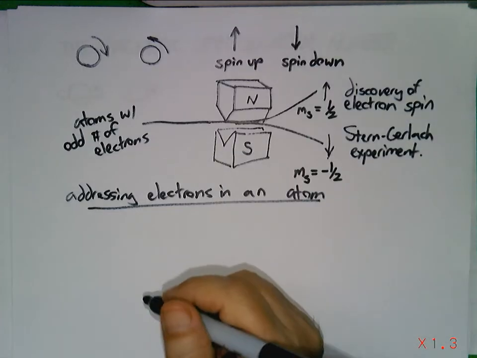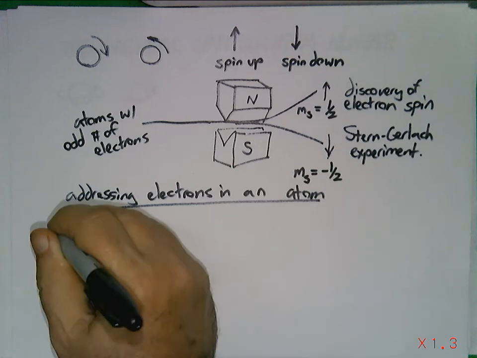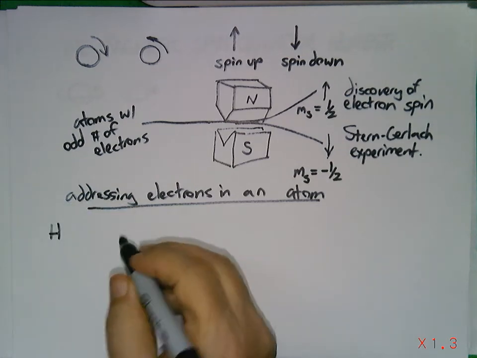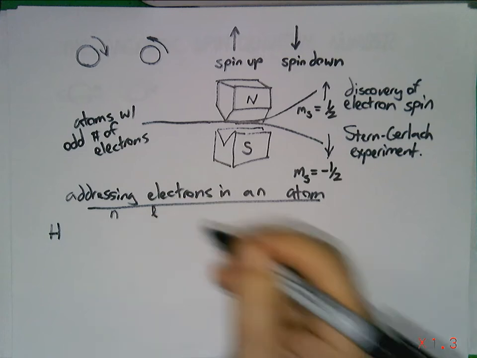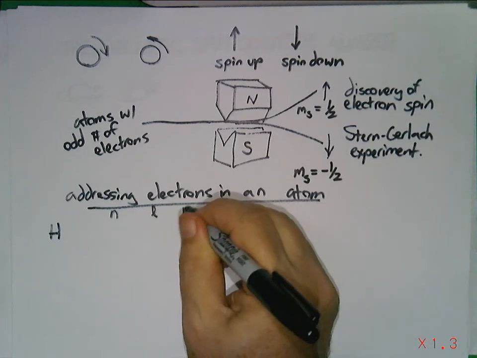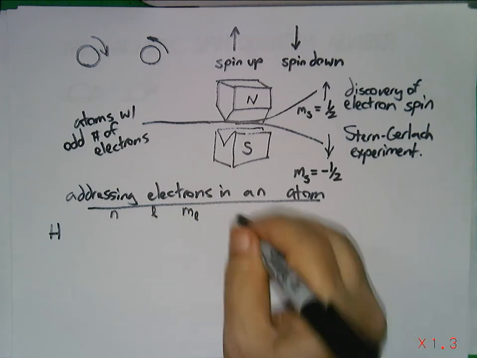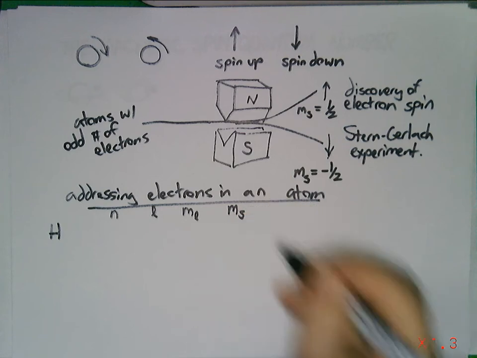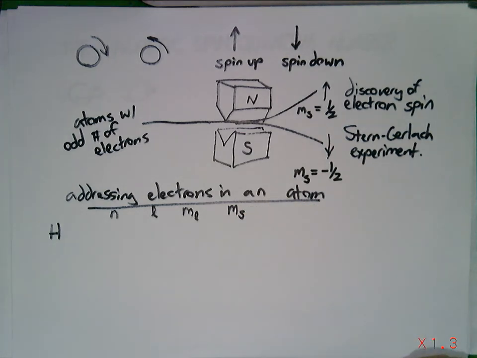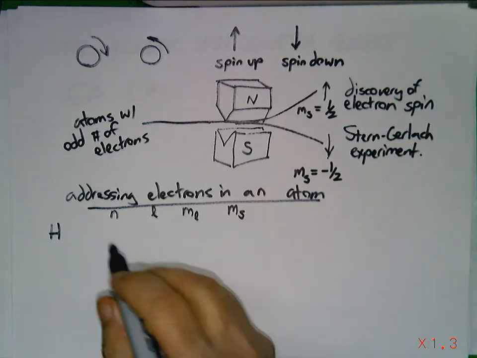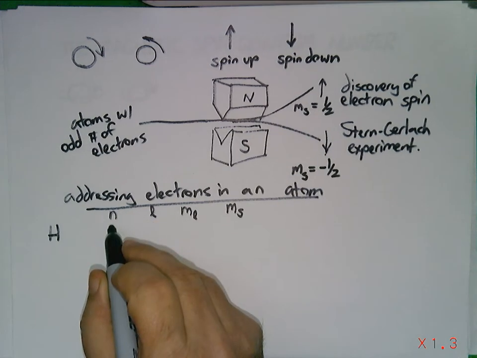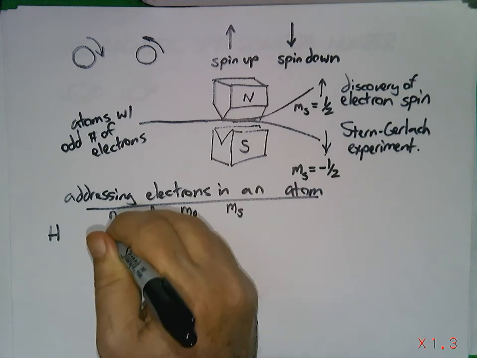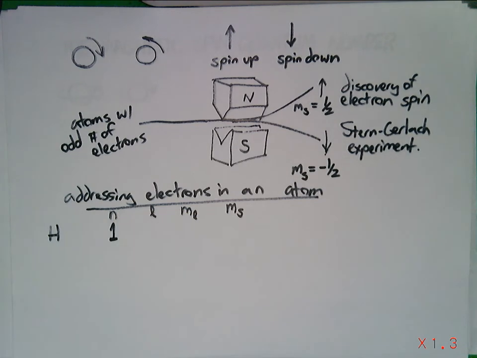Let's try a hydrogen atom. And what are the quantum numbers that we know now? The principal quantum number, the orbital angular momentum quantum number, the magnetic quantum number, and the one we just did, the magnetic spin quantum number. So what's the lowest value that we can start off with here for n? Well, the first value of n is 1. You can't start it with 0.